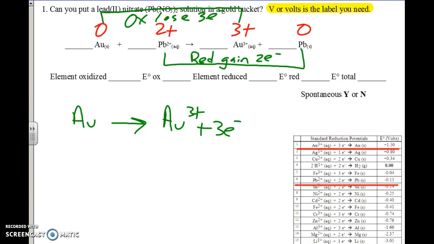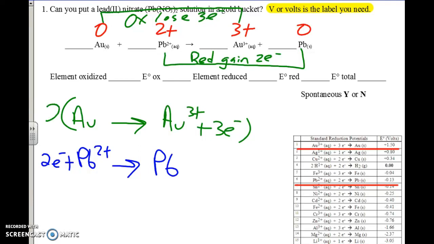The reduction part is Pb2 positive going over to be lead. Again, go through all the steps, balance everything besides hydrogen and oxygen. Hydrogen and oxygens don't apply here, so you don't have to balance those. Balance the charges by adding electrons. So 2 electrons get added to this side. Now our electron values have to be the same, so I have to multiply the top one by 2. And I'm going to multiply this bottom one by 3 to get them to balance.